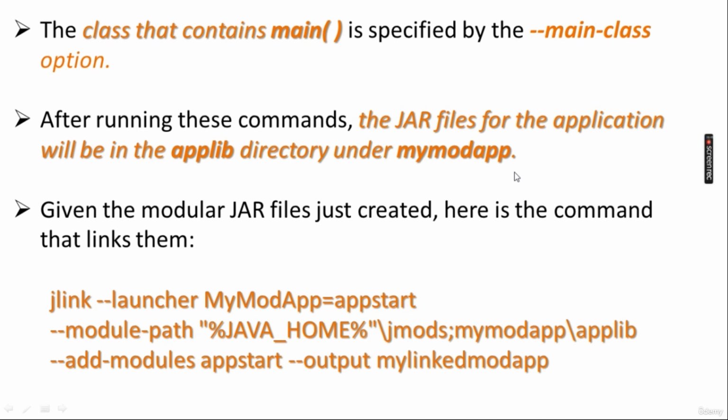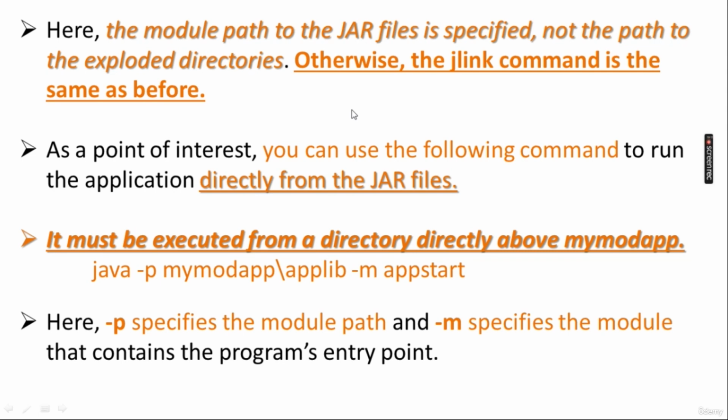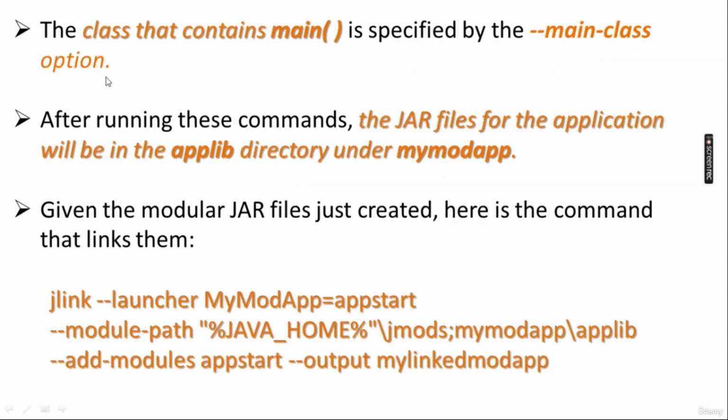Given the modular JAR files that we have just created, these are the commands that link them. jlink --launcher MyModApp=appstart --module-path $JAVA_HOME/jmods:MyModApp/applib --add-modules appstart --output mylinkmodapp. The module path to the JAR files is specified, not the path to the exploded directory. Otherwise, the jlink command is the same as before. Only the module path to the JAR files is added.